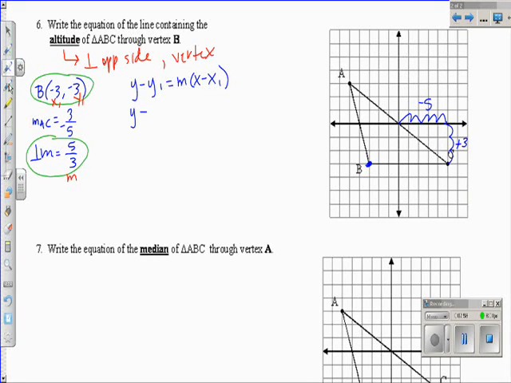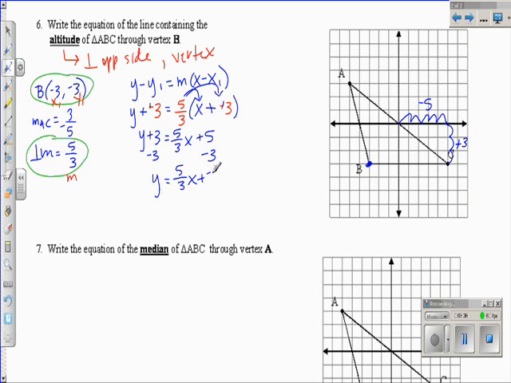So we have y minus my y1, which is -3, equals my slope 5/3 times x minus my x1, which is -3. From here, minus a negative is plus a positive. So y plus 3 equals 5/3 times x, and again, minus a negative is plus a positive, so 5/3 times x is 5/3 x. 5/3 times 3 is just going to be plus 5. You go ahead and subtract 3 on both sides. The equation of our altitude is y equals 5/3 x plus 2.